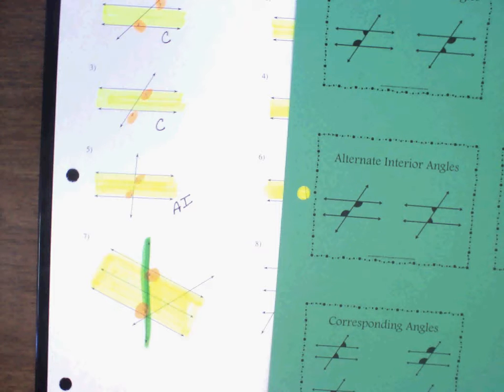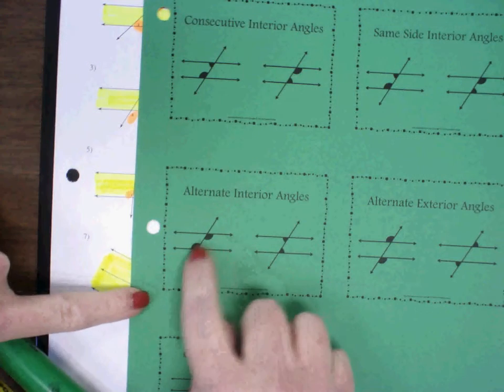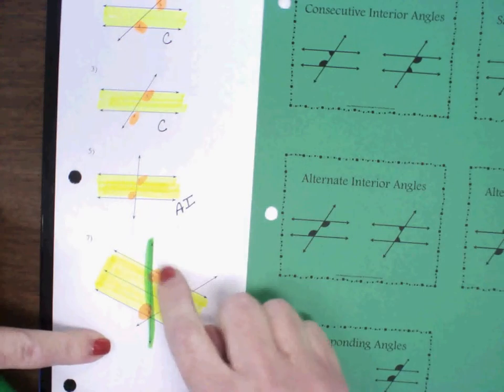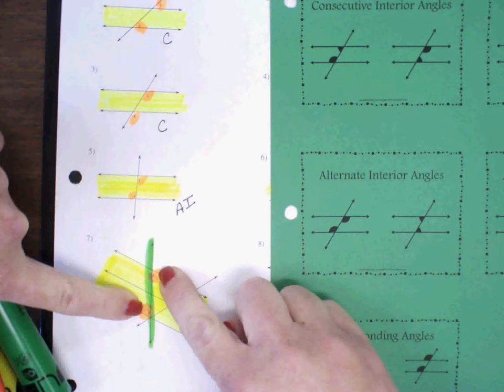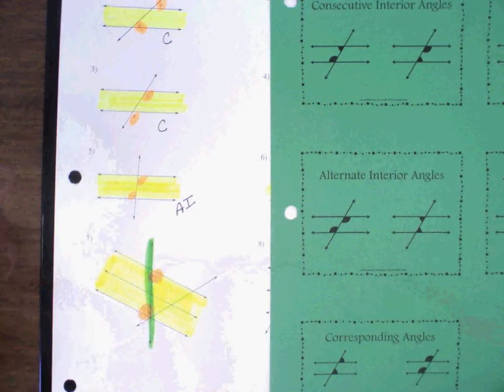So Daniel is saying alternate interior. They're both in, so he's correct. Is it one side and one on the other? Yes. Look, this side and then that side of the green. Do you see them? This side, that side of the green. So this will be alternate interior.